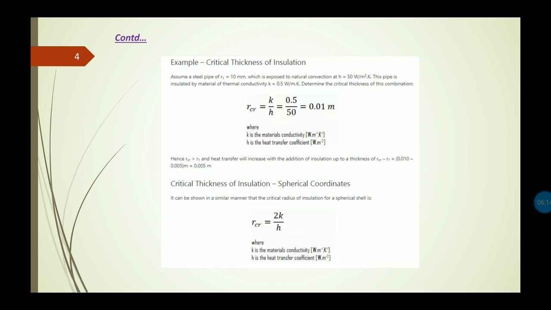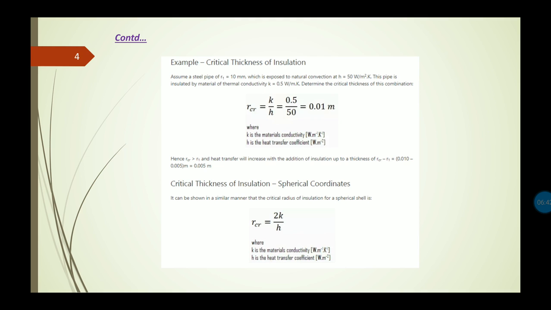So let us discuss some examples of this critical thickness of insulation, or critical radius. Let us assume a steel pipe of R1 equals 10 mm, which is exposed to natural convection at h equals 50 watt per meter square Kelvin. Now the pipe is insulated by a material of thermal conductivity k equals 0.5 watt per meter Kelvin. We need to determine the critical thickness of this combination.